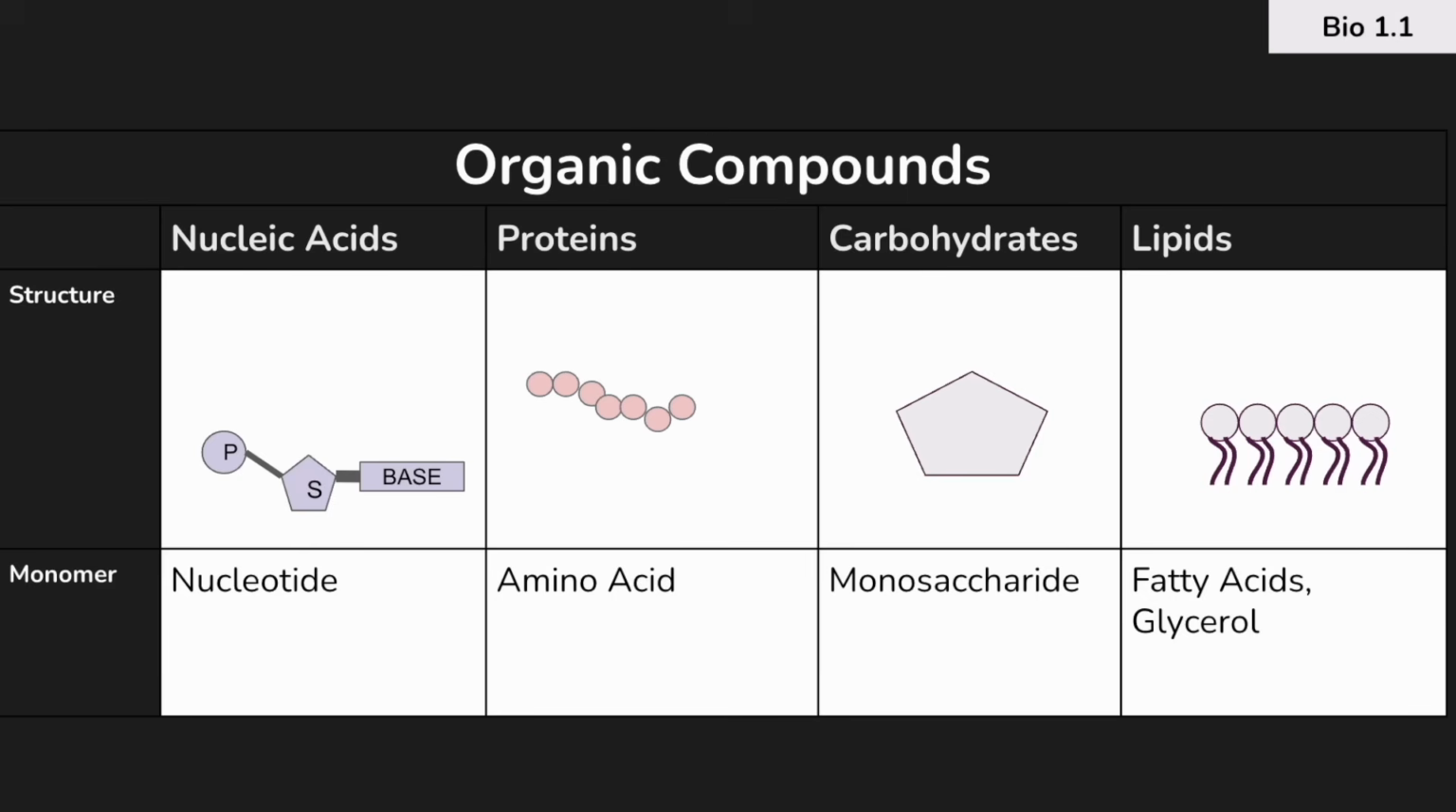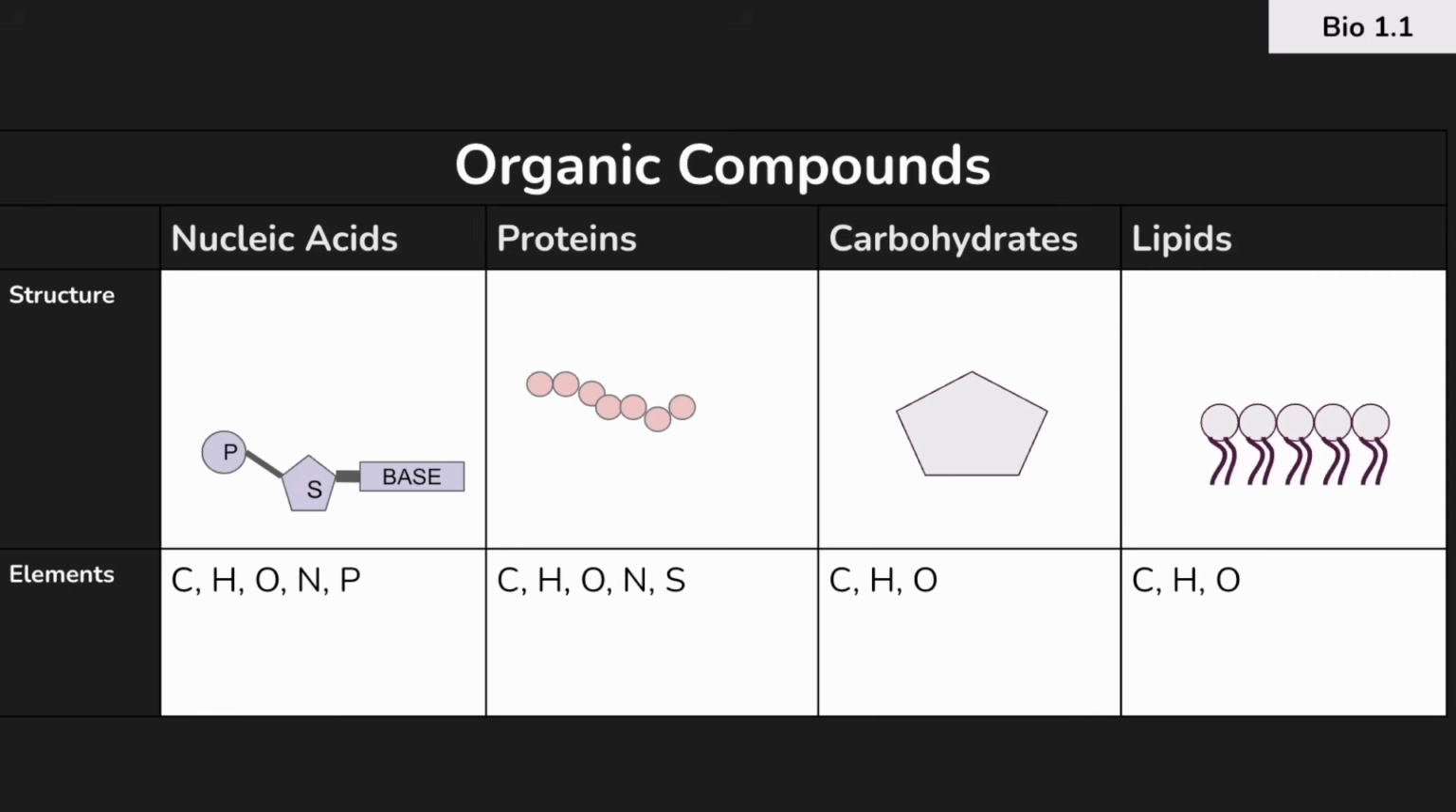The monomer, or the basic structure of each organic compound, is shown here. So we've got nucleic acids are made of nucleotides. This is one nucleotide in the picture. Proteins are made of amino acids. We have several amino acids linked up to form a polypeptide chain here. Carbohydrates' monomers are monosaccharides, and lipid monomers are typically things like fatty acids and glycerols, which form things like triglycerides, but lipids are pretty diverse as well.